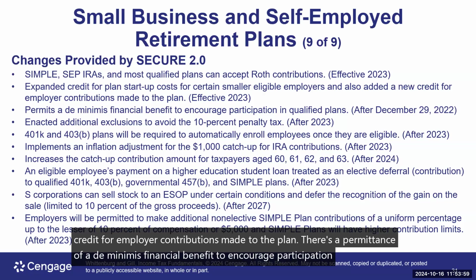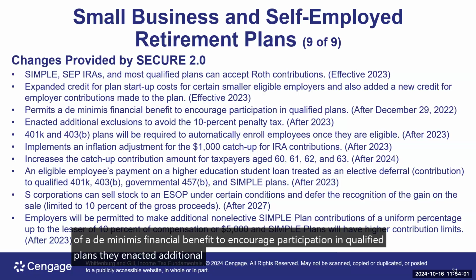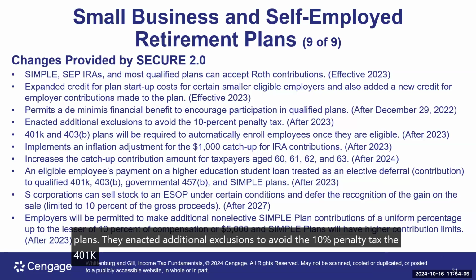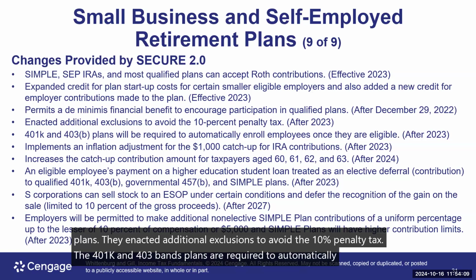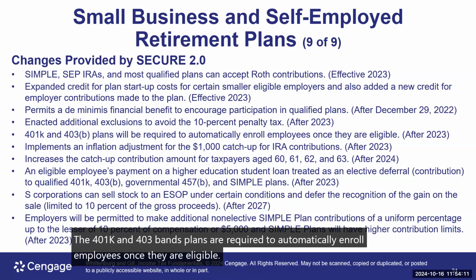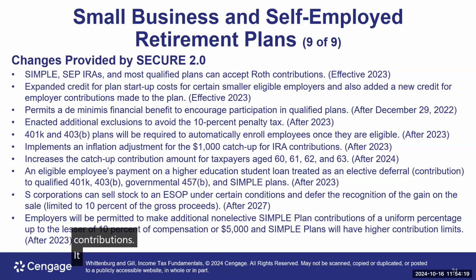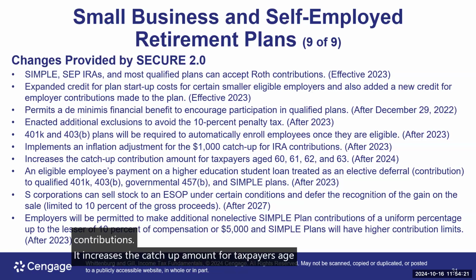They enacted additional exclusions to avoid the 10% penalty tax. The 401(k) and 403 plans are required to automatically enroll employees once they are eligible. It implements an inflation adjustment for the $1,000 catch-up for IRA contributions. It increases the catch-up amount for taxpayers age 60 through 63.